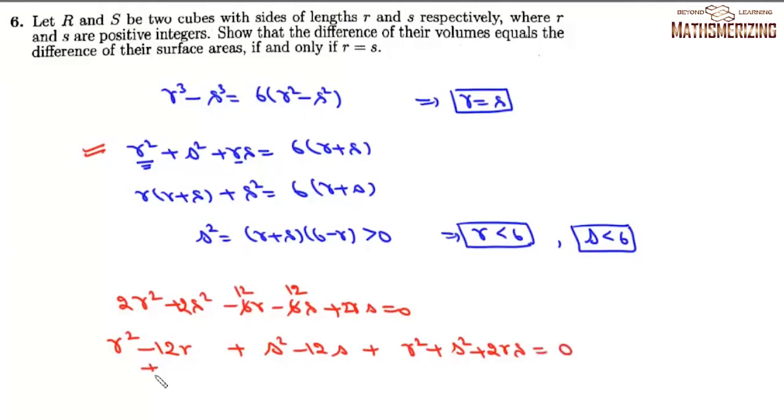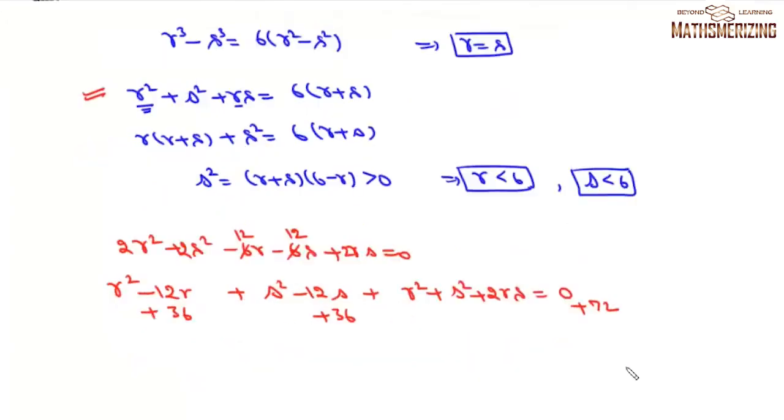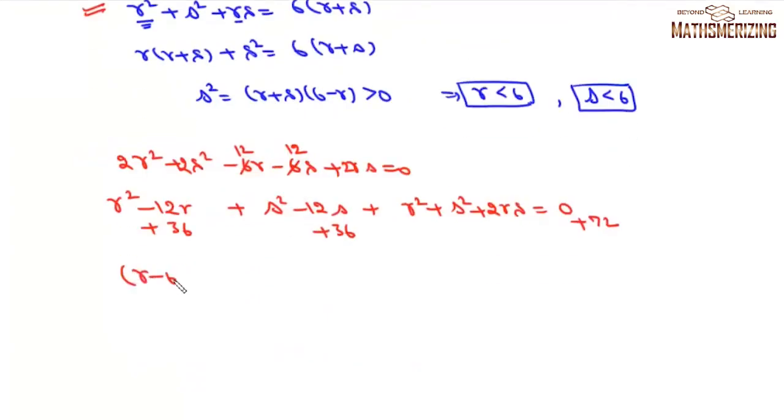Now we'll complete this perfect square. We'll add 36 in both the expressions, and here on the right hand side it will be 72. So we can write this as (R minus 6) square plus (S minus 6) square plus (R plus S) square, and it is equal to 72.